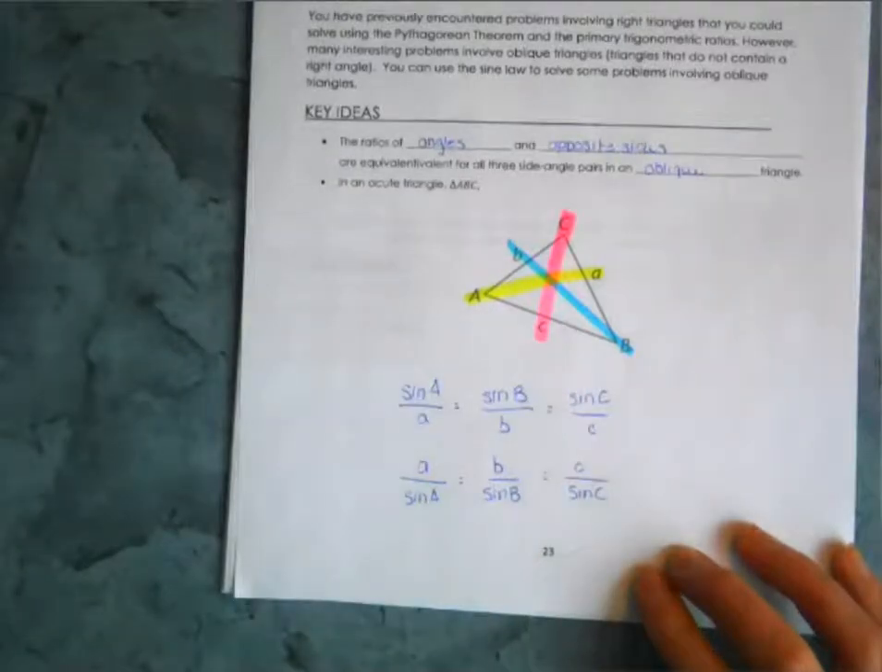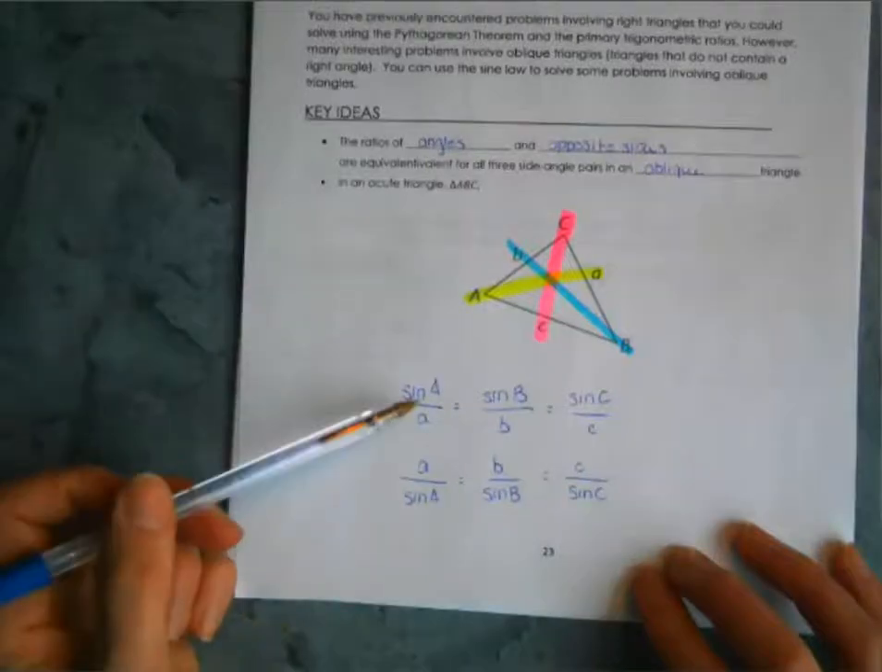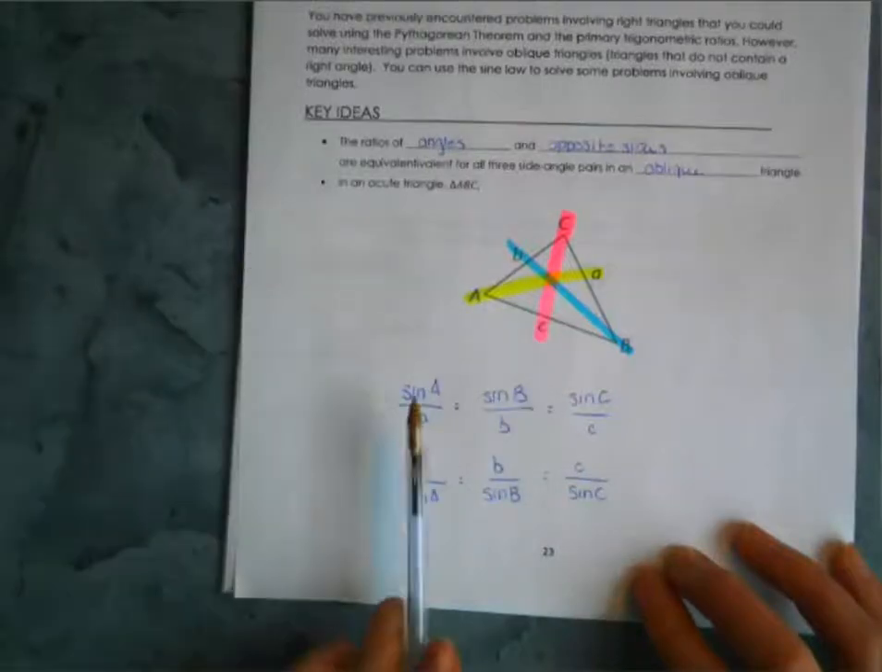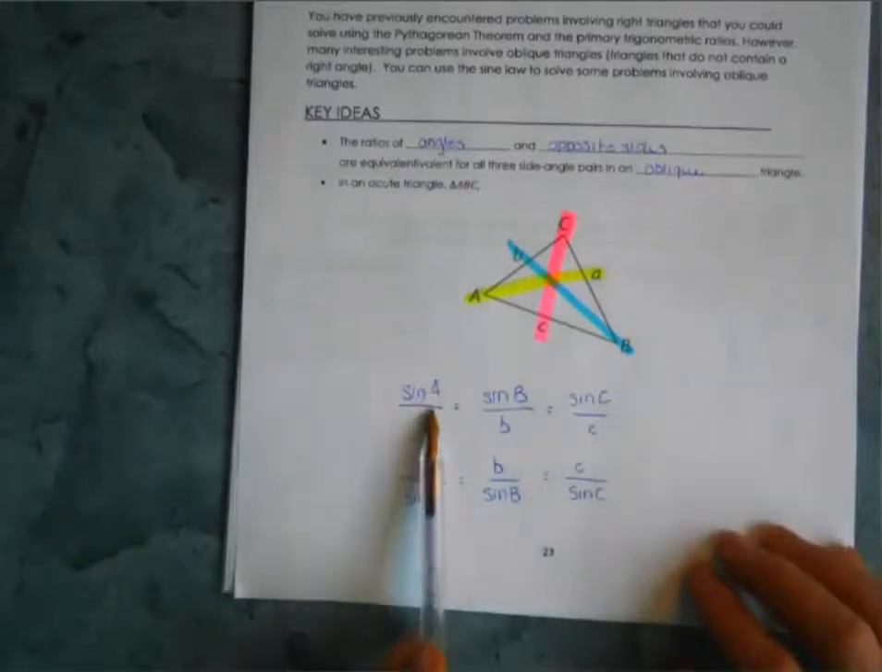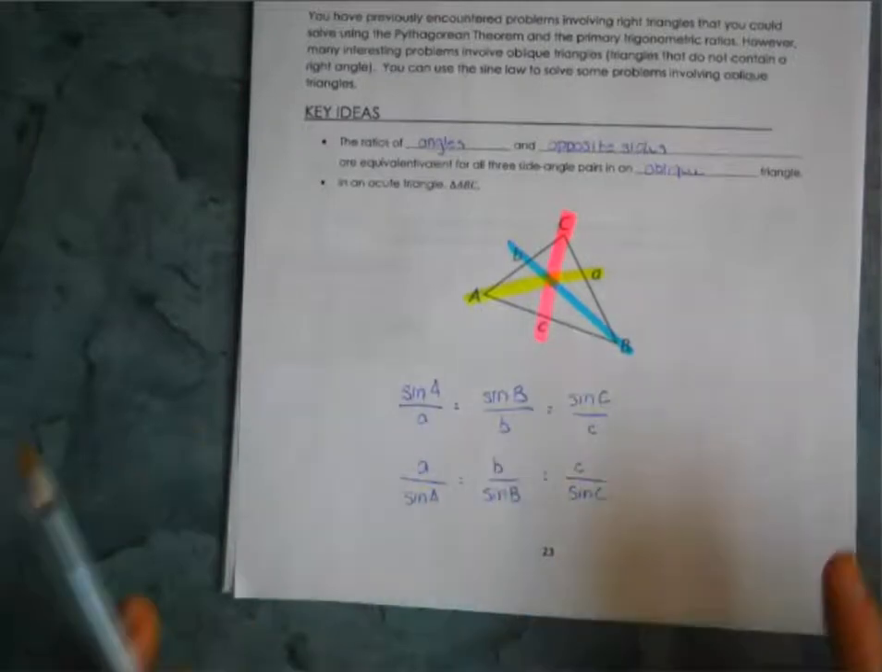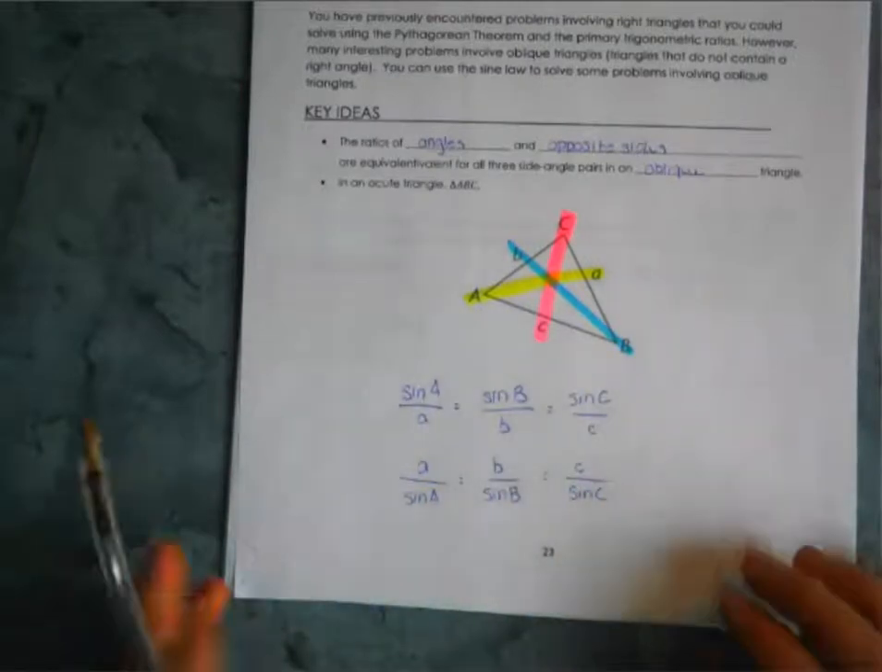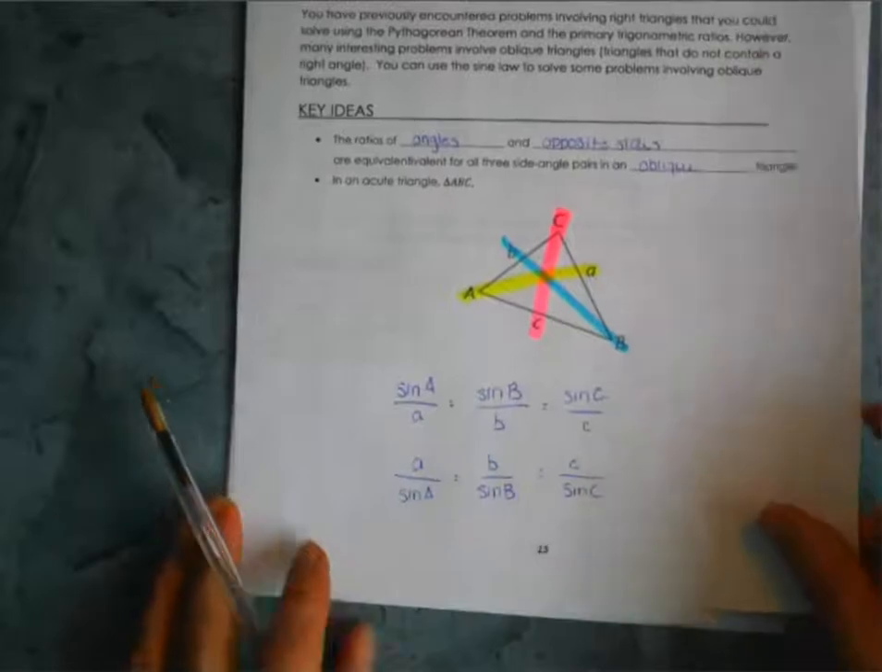When you're solving problems with the sine law, you're never going to be using all three of these together, but you can pick and choose whichever ones you have. So this one is going to be equal to this one, or this one and this one. It's all going to depend on what information you're given. And we'll go over some examples so that that becomes clear.